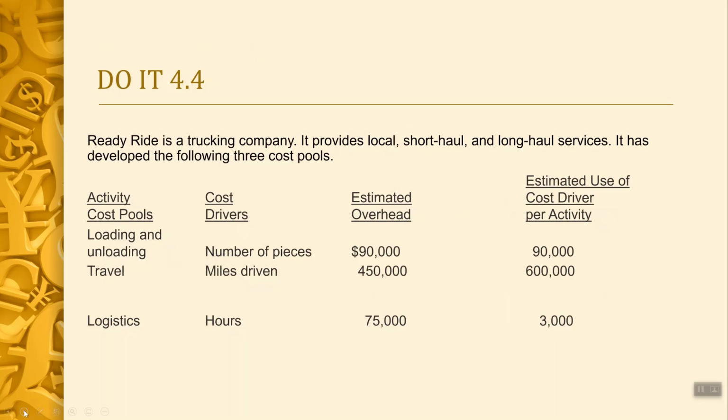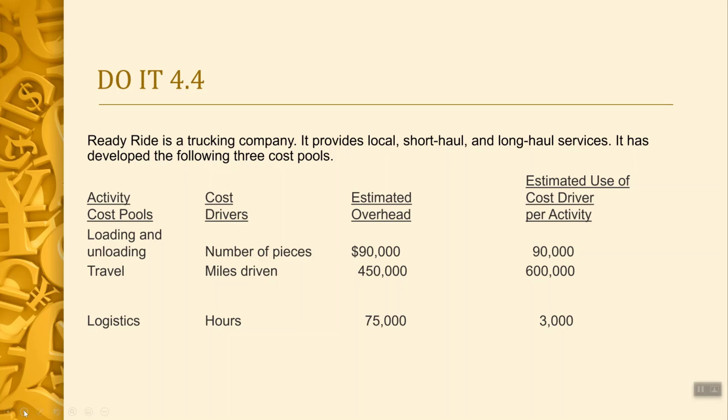All right, so we'll do this example. It's Do It 4.4. Ready Ride is a trucking company. It provides local short hauls and long haul services. It has developed the following three cost pools: loading and unloading, travel, and logistics. The cost driver for loading and unloading is the number of pieces loaded and unloaded. For travel, we have the miles driven, and for logistics, we have the number of hours.